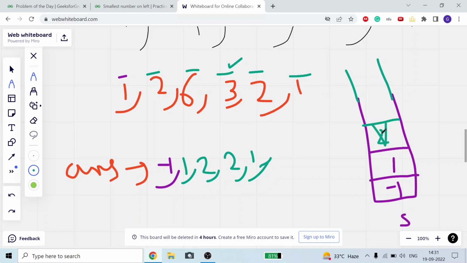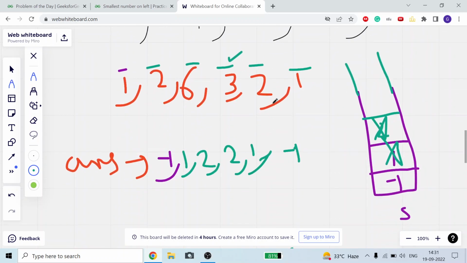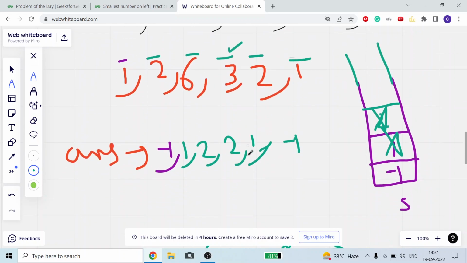No, we need to pop out, which means we haven't found a smaller number yet. Now is 1 less than 1? No, we need to pop out. Is minus 1 less than 1? Yes, it is. So this is my answer, minus 1. So you can see minus 1, 1, minus 1, 1, 2, 2, 1, minus 1 is my answer.